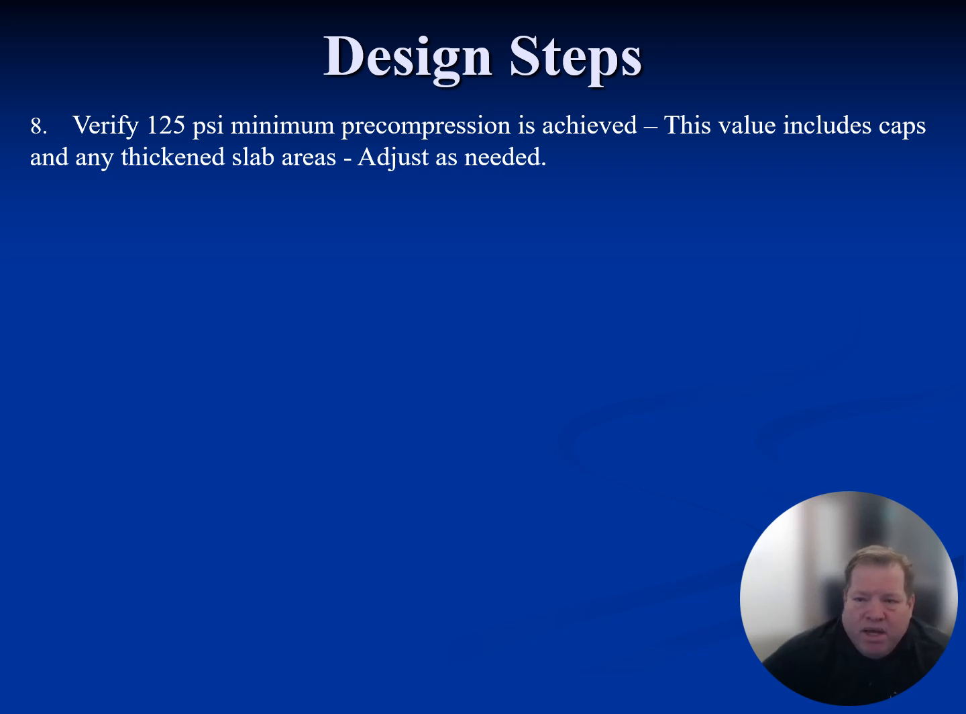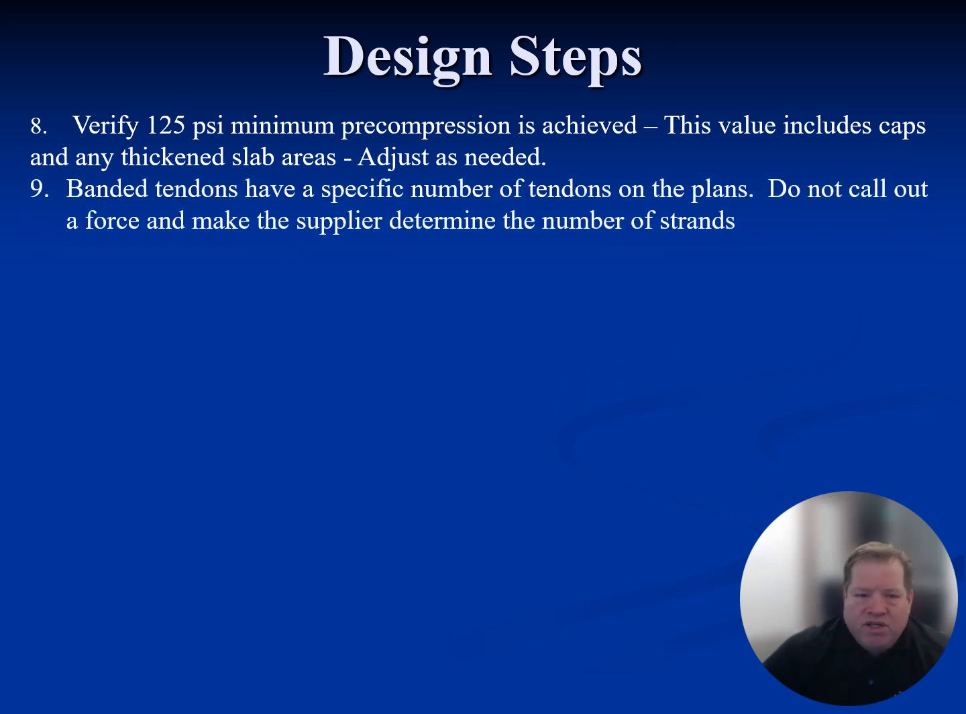125 pre-compression minimum, that includes caps, beams, thickened areas, whatever you're using structurally. If for some reason the architect just creates a thicker section that is architecturally needed, the 125 really doesn't apply. Obviously, add some rebar, but the 125 minimum is meant to be just the base number that we don't want you to go below. There's nothing really magical about it. It could have been 130, it could have been 120, but 125 is the number.